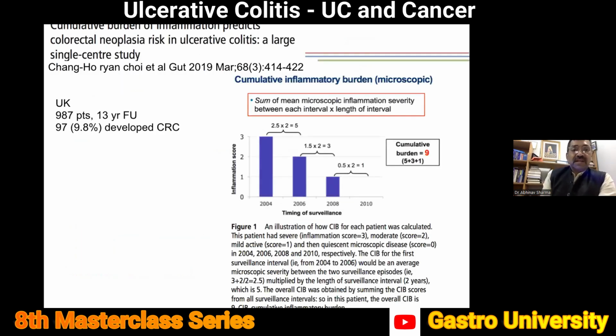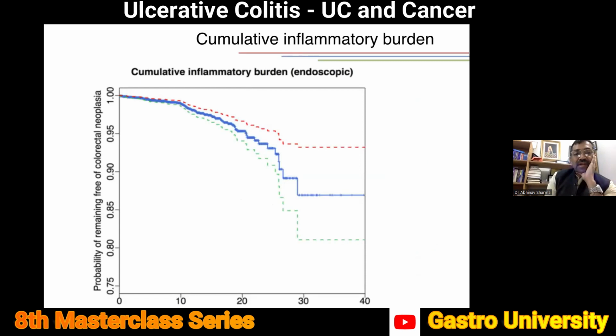Now, this is a very important concept recently published in Gut 2019, cumulative inflammatory burden. So what is cumulative inflammatory burden? It means what has been the inflammatory burden over the last couple of years. They calculated an inflammatory score at macroscopic examination and microscopic examination both, and then between the different intervals multiplied by the time of interval. So you can see the bar diagrams 2004, 2006, 2008. These are timings of surveillance, and the score is calculated with the formula given above, and total cumulative burden is calculated. Then they looked at whether the risk of colorectal cancer is associated with cumulative inflammatory burden. In this Kaplan-Meier plot, you can see as cumulative burden increases, risk of colon carcinoma goes up.